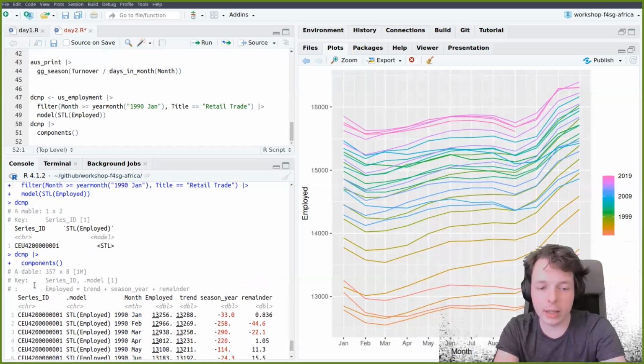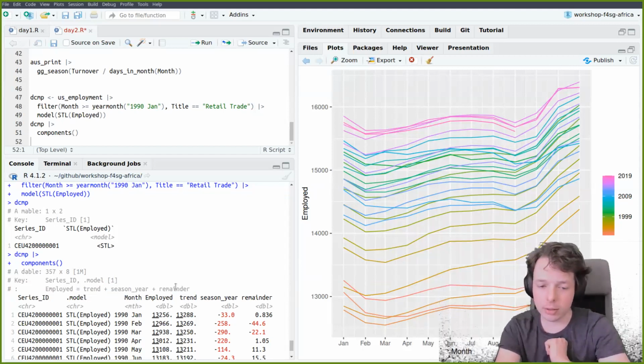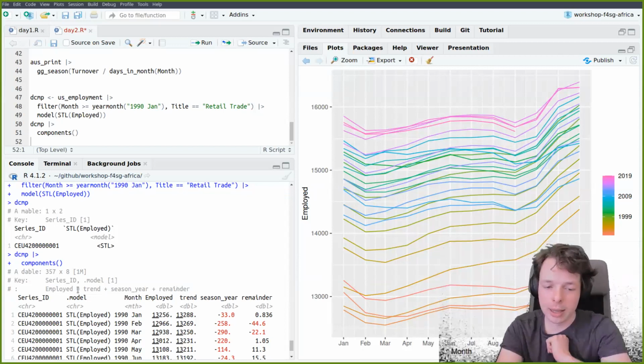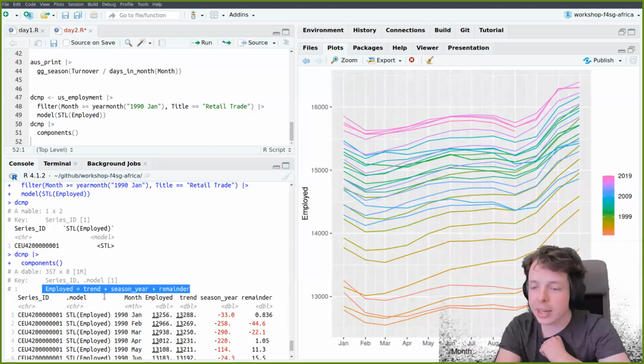And then what we get is a dable, which stands for a decomposition table. And this is very similar to a tsibble, where we have the time variable, month. We have the key variables, series ID and the model used to produce the decomposition. But we also have some extra information. We understand how the time series was split up into its parts of trend, season, and remainder. And for this decomposition, you can see, just like we saw in the slides, we have an additive decomposition.